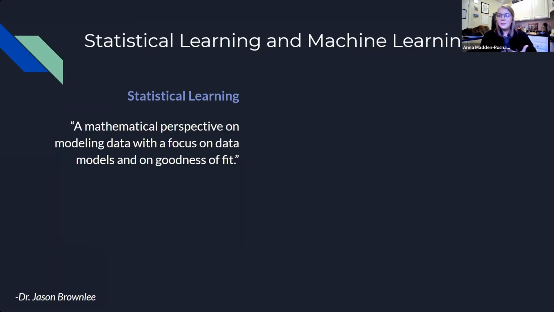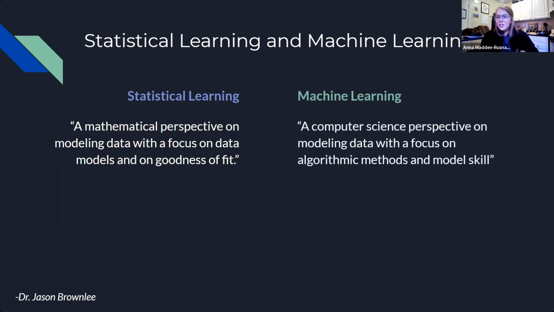So the first thing I want to talk about is something more familiar to us, statistical learning. So in the broad sense, statistical learning refers to a mathematical perspective on modeling data with a focus on data models and on goodness of fit. Machine learning is not so different, except that it's a computer science perspective on modeling with a focus on algorithmic methods and model skill. So the biggest difference is that statistics is really focused on prediction: what we're looking at, is it accurate? Where machine learning is a little more focused on the methods and how well the model performs. But there's a lot of similarities.